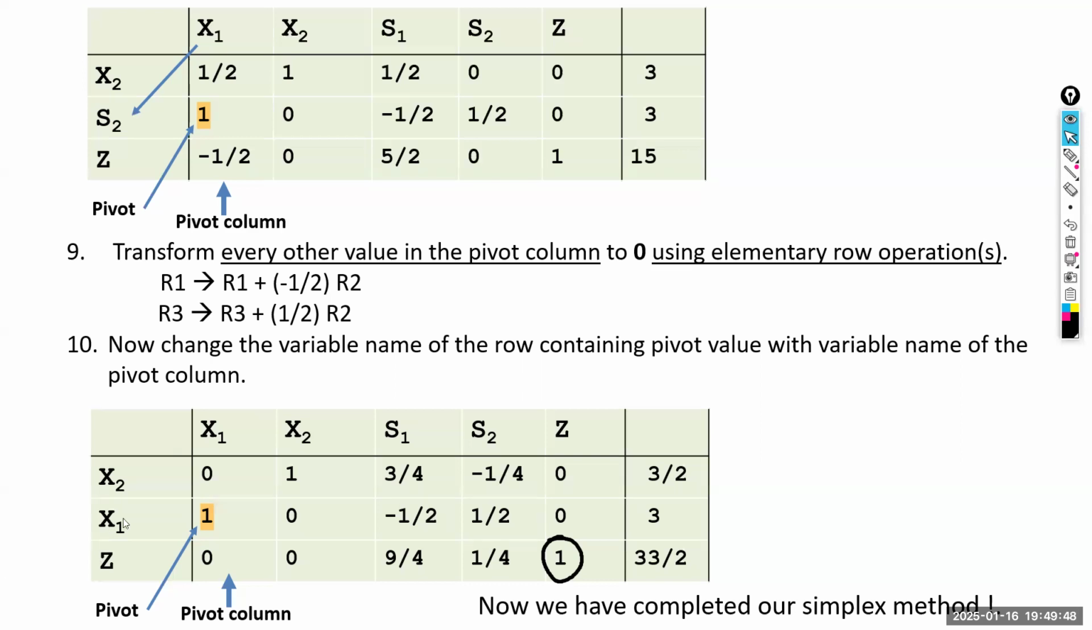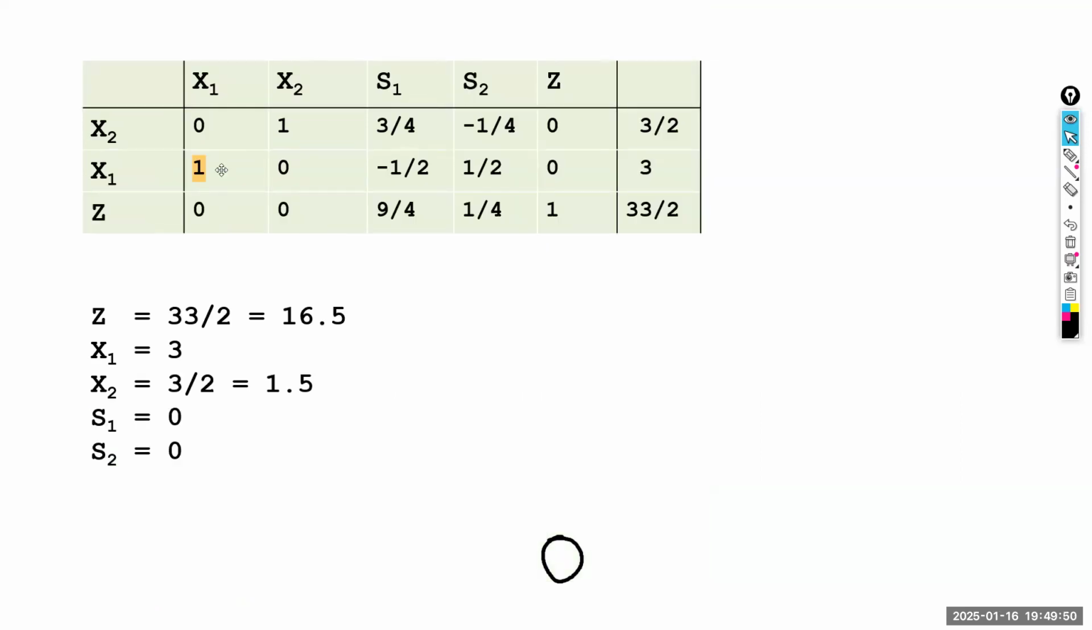Okay. So this is our final table. Our maximized value is 33 divided by 2 because this is our Z. That means 16.5. When you get that 33 divided by 2, your x1 will be 3, x2 will be 1.5, right? And your s1 and s2 are 0 because this is a two variable thing, right? Two variable thing. Okay.